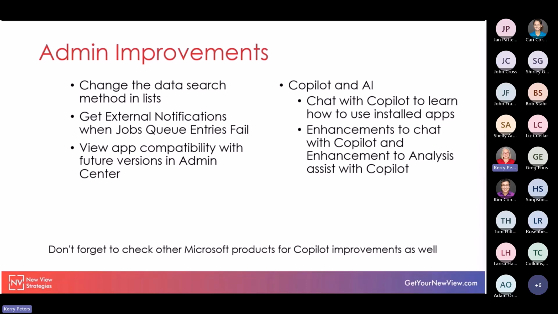Also, don't forget to check other Microsoft products for Copilot improvements as well. One of the experiments I did, and I've done it a couple times to see how good it's getting, is I went into Word and I asked Copilot to create a work instruction for how to do a journal entry. What came back was pretty close. Obviously it's not going to have everything in it. My prompt was pretty generic. I could have made my prompt more specific.